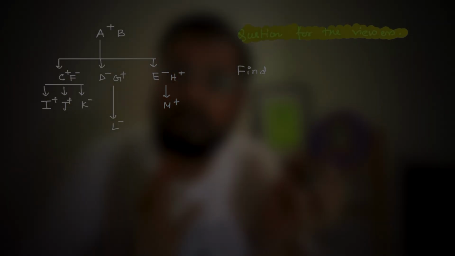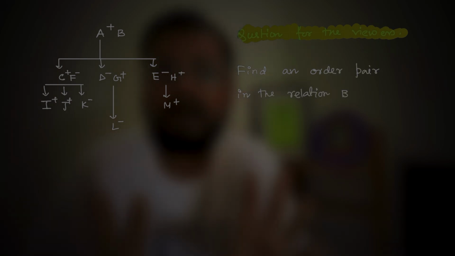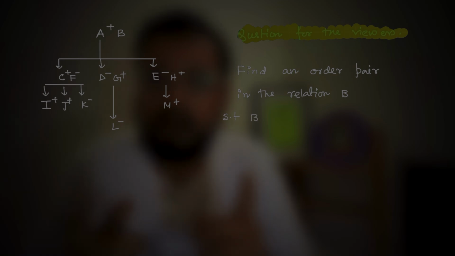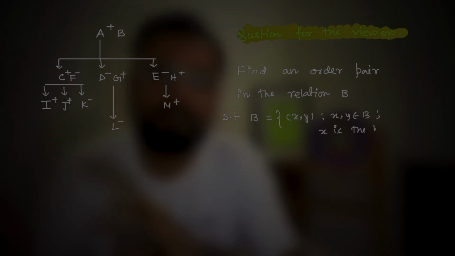Now I have a question for you again. Can you give me one ordered pair which belongs to the relation B, where B contains all the ordered pairs (x, y) such that x is the brother of y? Give me one ordered pair that belongs to B and give me an ordered pair that does not belong to B.